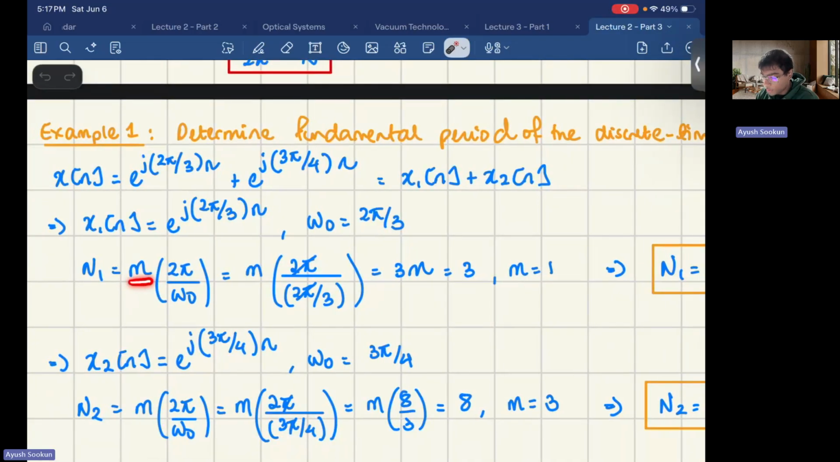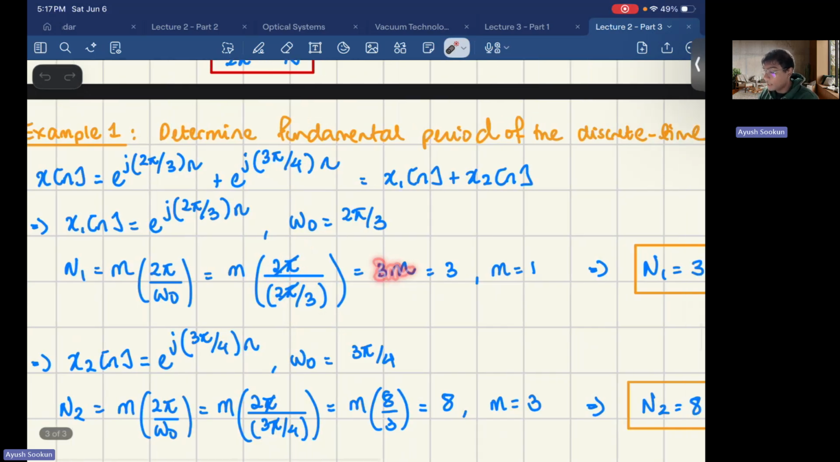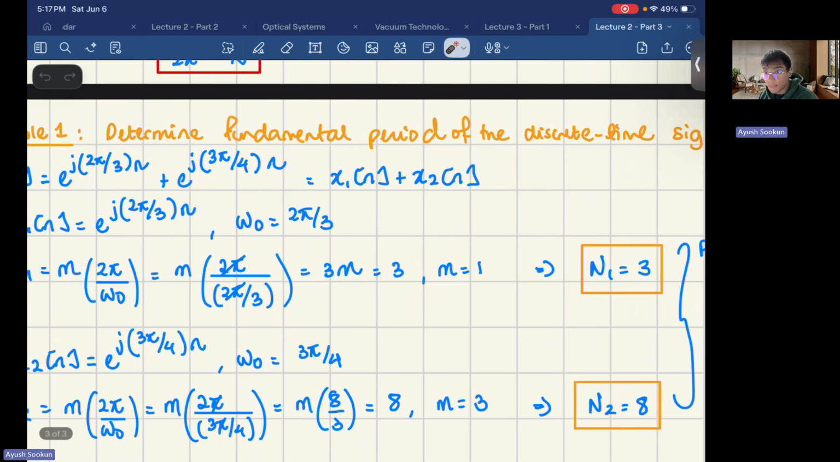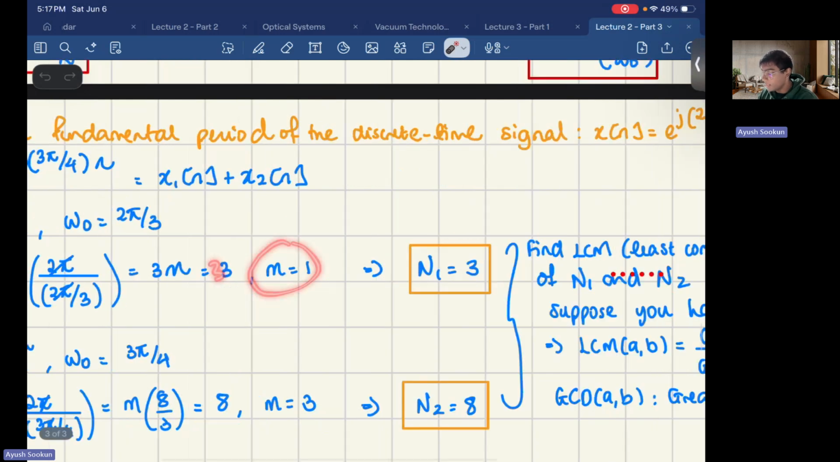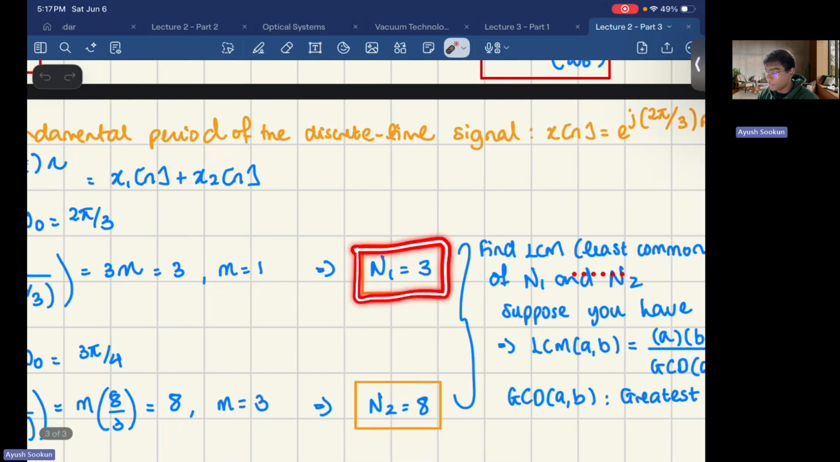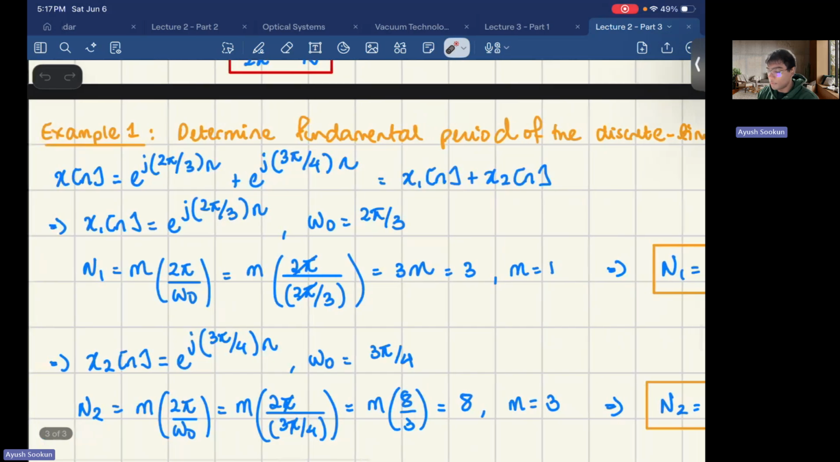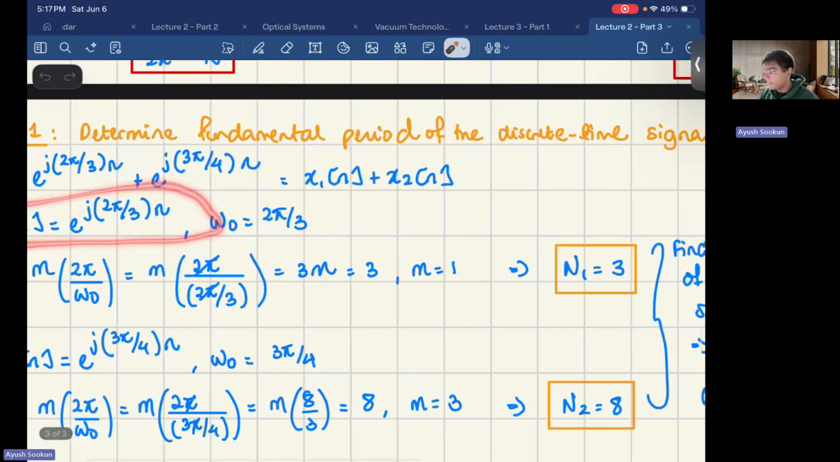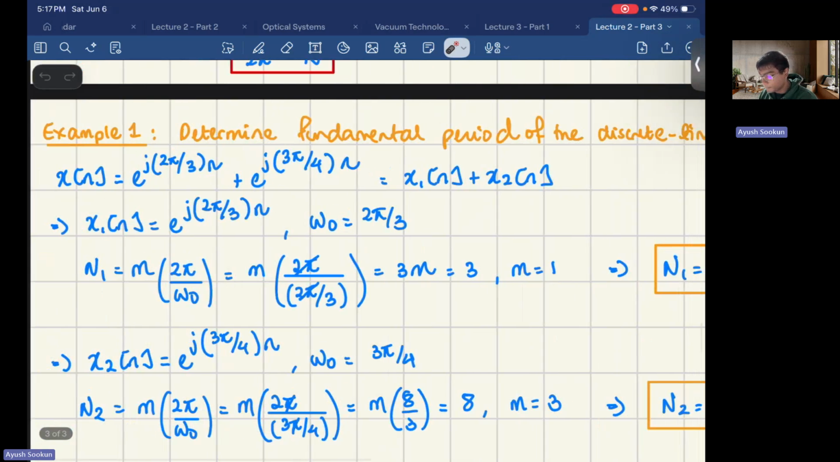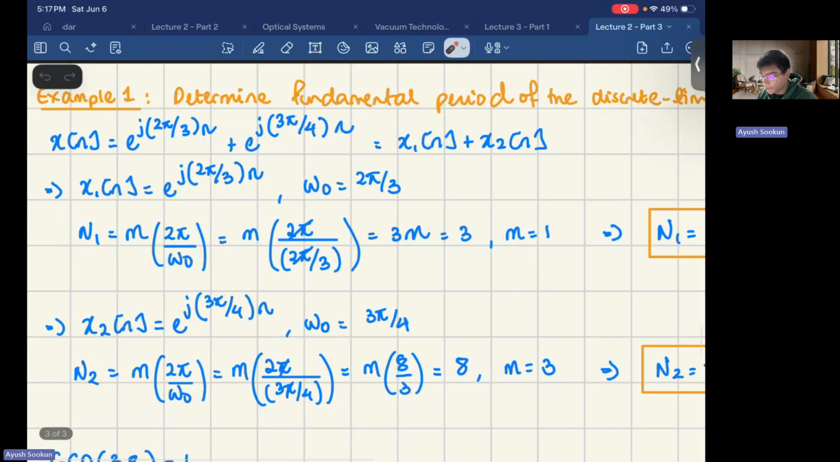So I have n1, which is equal to m times 2 pi over omega 0. And what is omega 0? It's 2 pi over 3. So the 2 pi's cancel. So you have 3m. Now you want to pick the m value that makes n the smallest integer possible. In this case, the smallest integer m is 1, so you have n equal to 3 when m is equal to 1. So your n1 is equal to 3. So the condition for x1 to be periodic means that n1 has to be equal to 3. Okay.